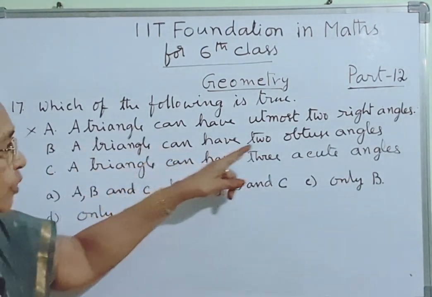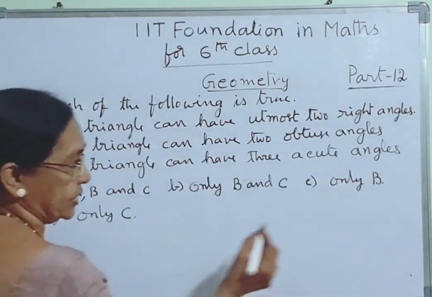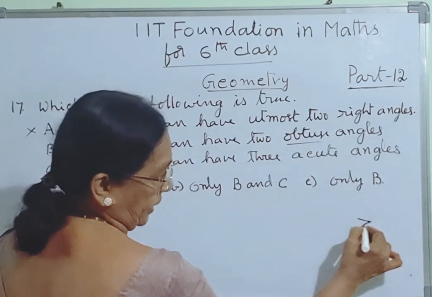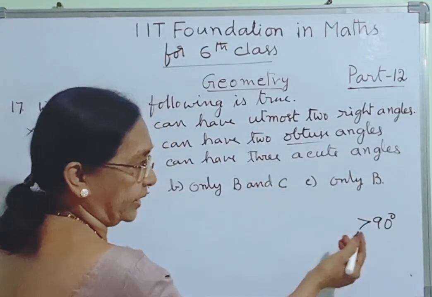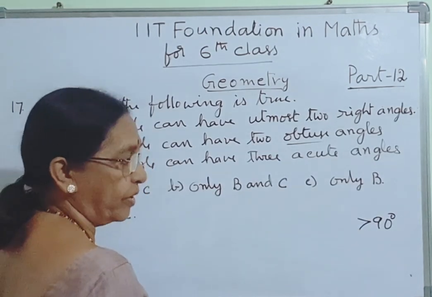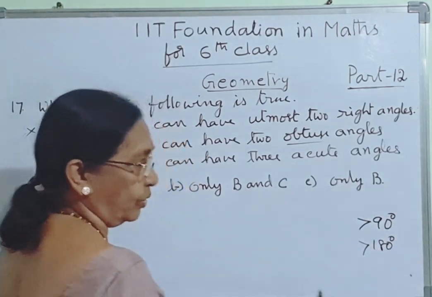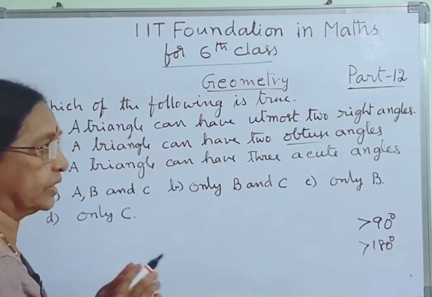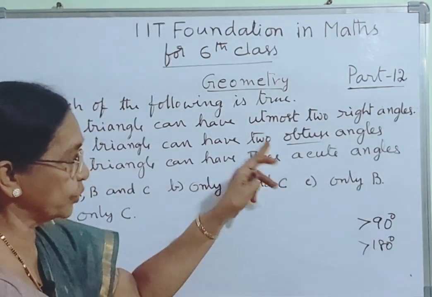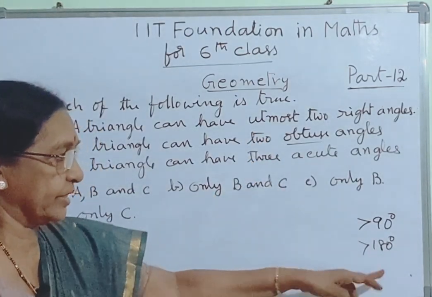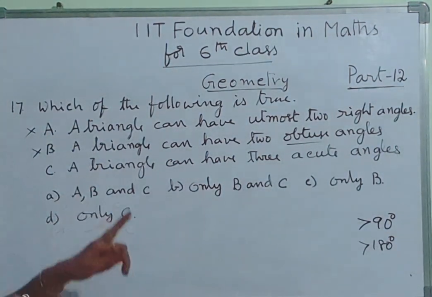A triangle can have 2 obtuse angles. This is also wrong because an obtuse angle means greater than 90 degrees. So, having 2 angles greater than 90 degrees means the sum of those 2 angles is greater than 180 degrees. So, it is not possible. The sum of the 3 angles must be equal to 180 degrees. Therefore, the second statement is also wrong.